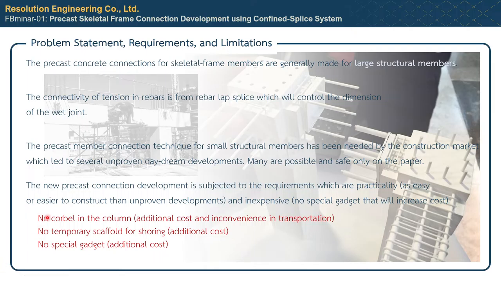Okay, so the requirements that I learned from the Thai contractors, as far as I can see from the construction, I never learned by them saying, hey, come sit down and talk to me. I just know that they do not want this and that. So no corbel. Corbel is not needed. We have seen a lot of corbels used in precast in the code, in the handbook, but in Thailand, if you think about the commercial building, the shop house, or just the house, nobody wants to have the corbel, right? It takes space, it is difficult to cast, it is difficult to transport. No temporary scaffolding or shoring.